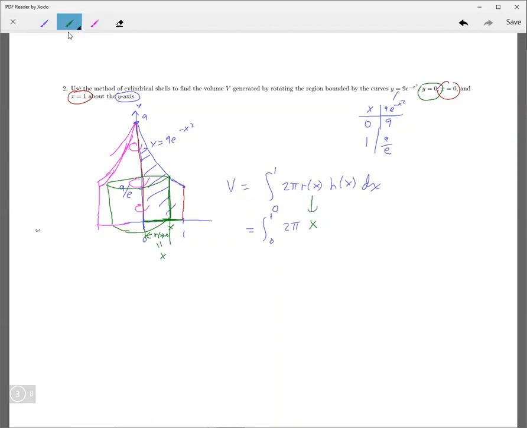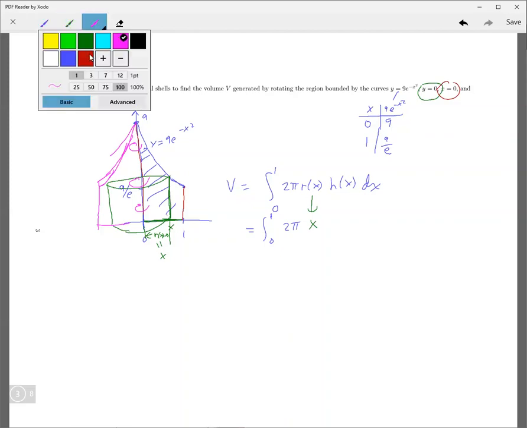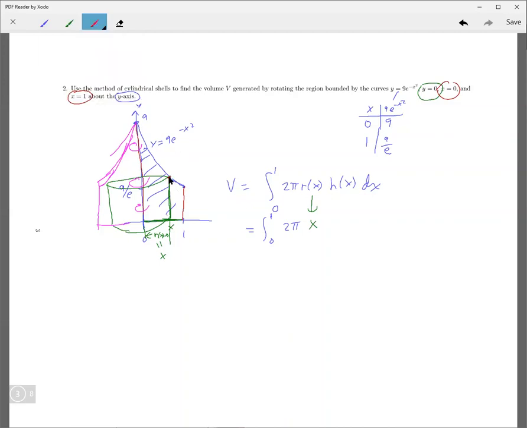And the height will be this top point right here minus the bottom point, which is 9e to the negative x squared minus 0. So 9e to the negative x squared, that'll be the height. Sometimes you'll take the top one minus the bottom one. This time the bottom one's just 0, so that works out nicely.